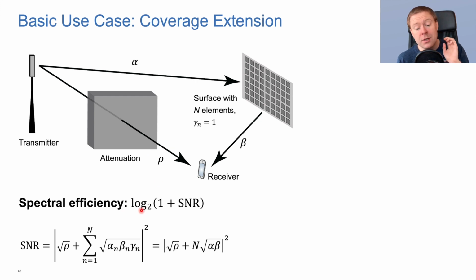Then the spectral efficiency in bits per second per hertz that I can transmit is log 2 of 1 plus the signal to noise ratio. And remember, this was the expression for the signal to noise ratio when I have tuned my surface perfectly. And in this case, gamma n is equal to 1, and alpha n is equal to alpha, and beta n is equal to beta. So there is no n subscript that is mattering here. So I can just replace the sum with n. So I have the square of the sum of the square root of rho from the direct path plus n times the square root of alpha times beta.